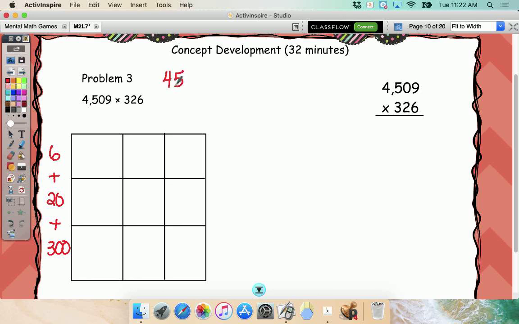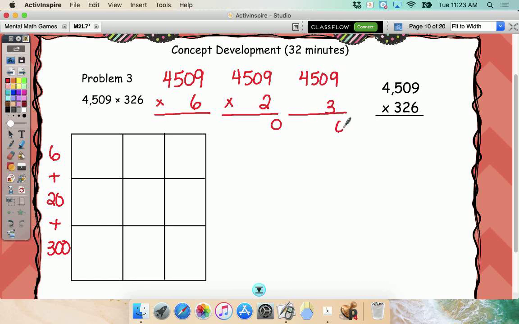And we're going to do 4,509 times 6. 4,509 times 20. And 4,509 times 300. But we have our own language, don't we? We know those 2 zeros down there means take the zeros off and put them back on. Okay, I'm going to let you get that all written down, and then we'll get started.